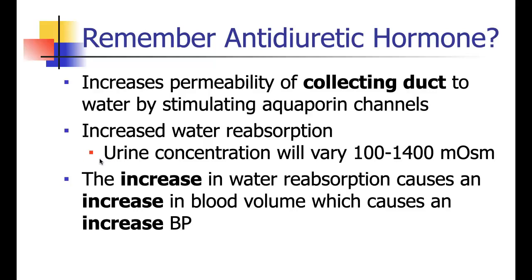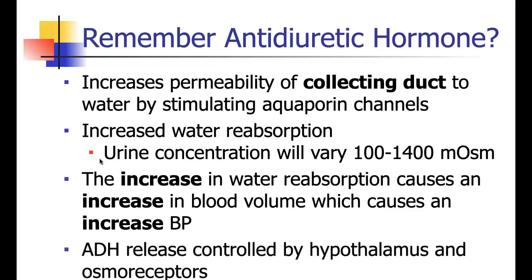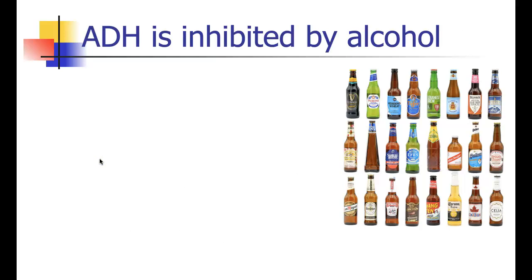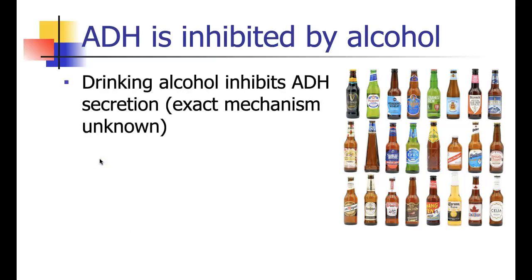So when is it stimulated? It's normally stimulated when you have low blood pressure. It tells you to reabsorb more water from the kidney in this mechanism. That increases blood volume, and then that increases blood pressure. So it helps you save water. That's why it's called antidiuretic hormone, because antidiuresis makes you pee less. This release is controlled by the hypothalamus and osmoreceptors. ADH is also inhibited by alcohol. So drinking alcohol inhibits ADH secretion, although the exact mechanism is unknown, which is pretty interesting.